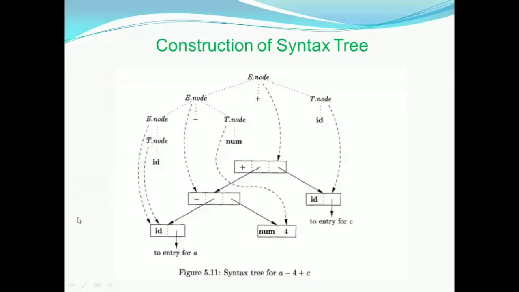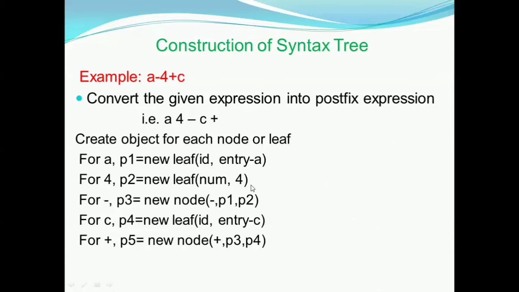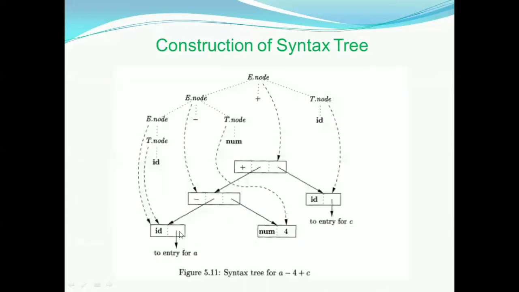When you construct a syntax tree, you can observe that first, with respect to minus, we create a node. Before that, we should have a node P1 and a node P2. P1 is representing the ID. P2 is representing the number, which you are going to refer to by using an arrow from this particular node. In order to evaluate this, you must have a value of this and a value of this. You can get this directly using this particular node.